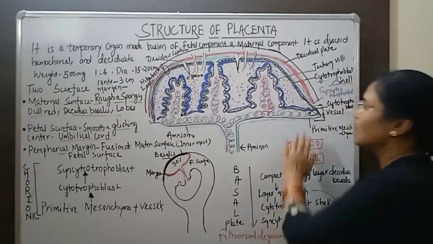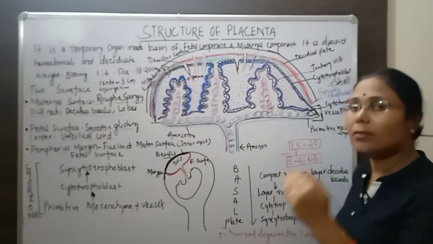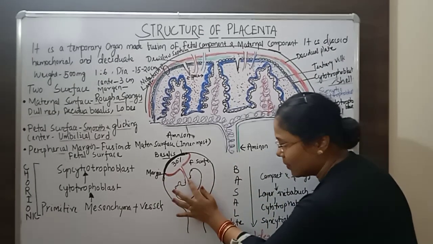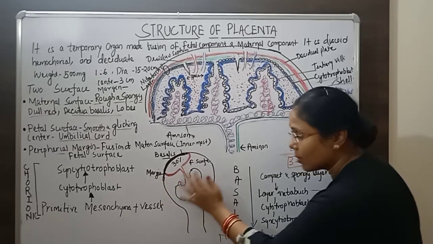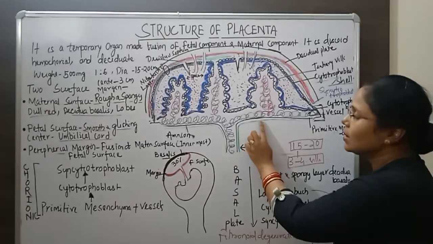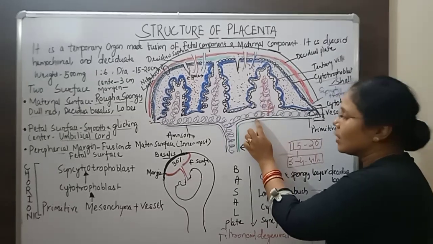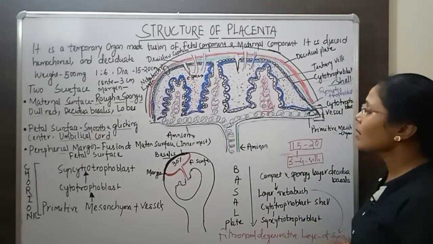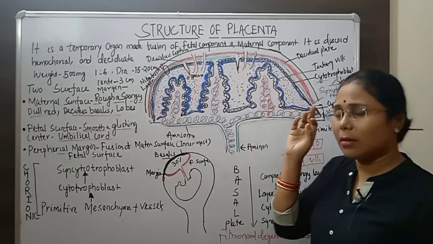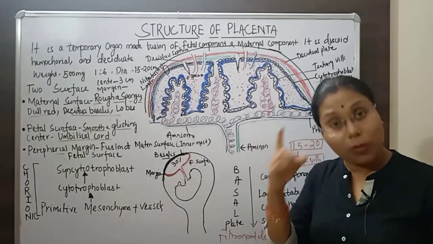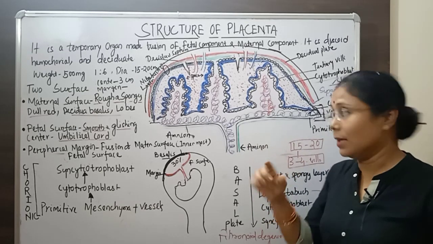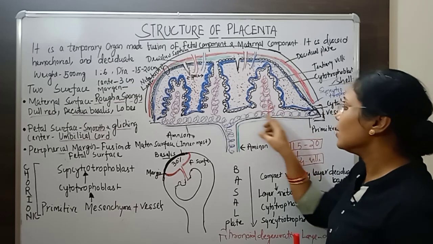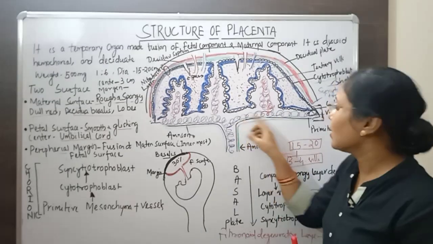Let's see the structure of the placenta. First we are discussing the chorionic plate. On the fetal surface I am discussing from the innermost layer. This is the mesenchymal layer, and inner to it, the innermost layer, is the amnion. This mesenchymal layer developed from the mesodermal layer, as we already discussed. In the mesenchymal layer we find a number of blood vessels, that is the umbilical arteries and veins.